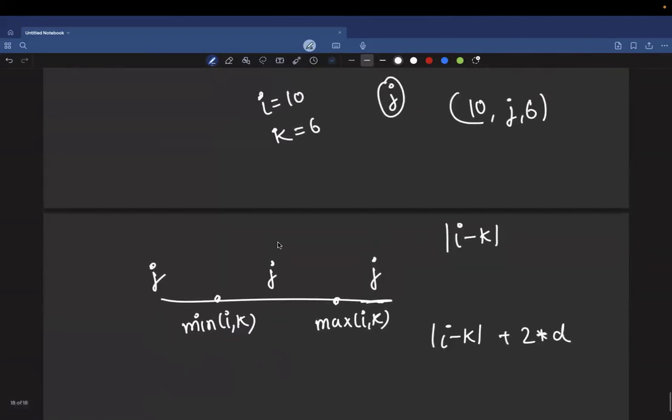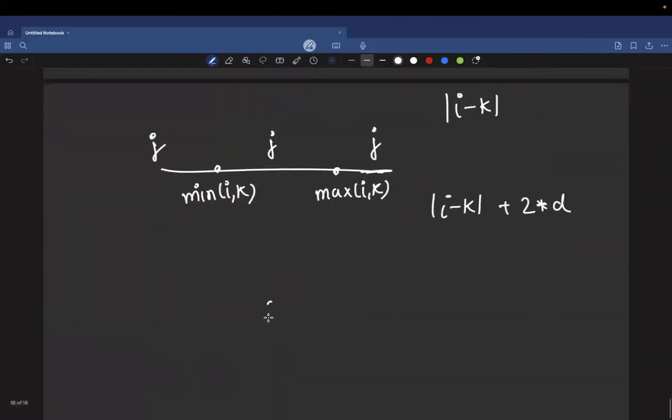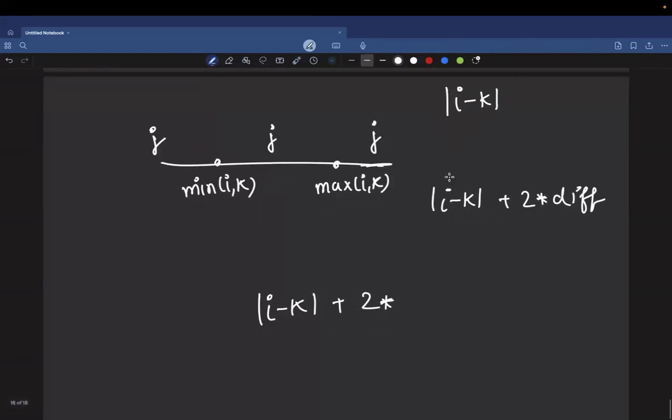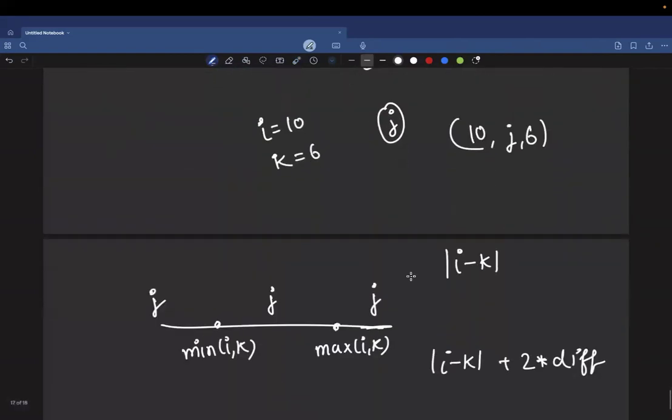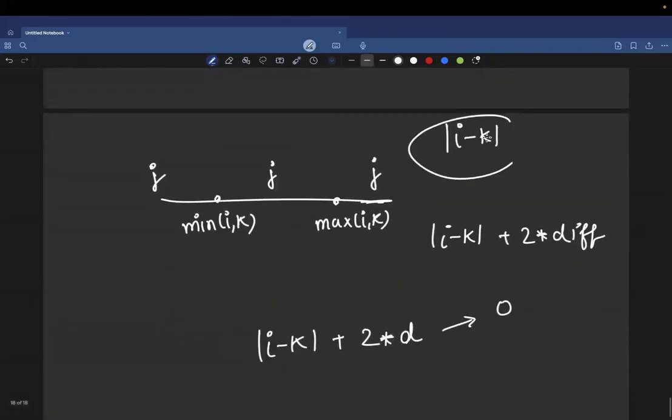So we can have our own expression, like we can just generalize this expression as I minus k plus 2 into diff, where the distance between j and the closest point is, let's say, diff. If this is called as diff, then the whole right expression can be called as I minus k plus 2 into d, where this d would be equal to 0 if j is lying in between both the points, and otherwise it will be equal to diff. Okay.